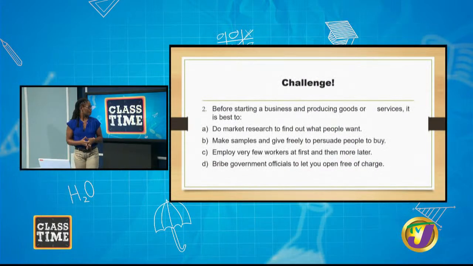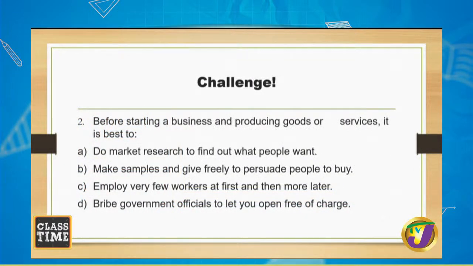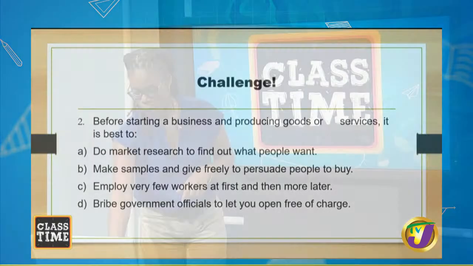Challenge 2. Before starting a business and producing goods or services, it is best to A, do market research to find out what people want. B, make samples and give freely to persuade people to buy. C, employ very few workers at first and then more later. And D, bribe government officials to let you open free of charge. Think about it. Before starting your business, you need to do market research. So the answer is A. Do market research to find out what people want.